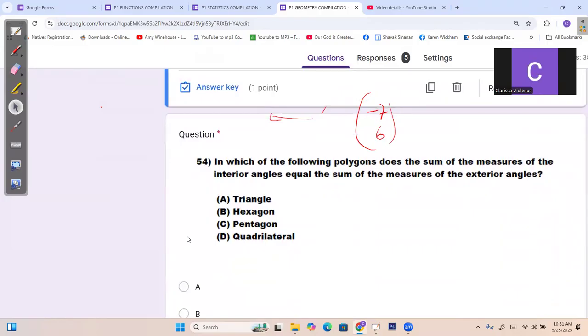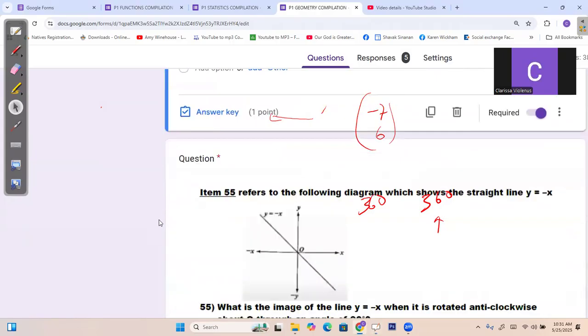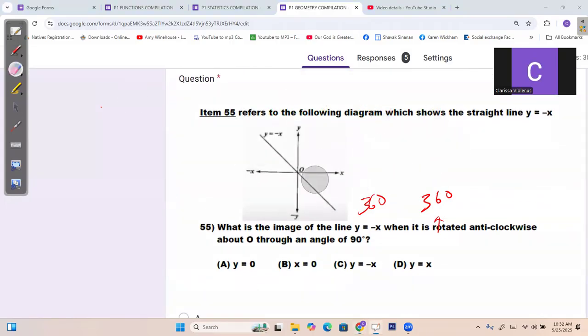Which of the following polygons has the sum of the measure of the interior angles equal to the sum of the measure of the exterior angles? So the sum of the exterior angles is 360. So what shape has interior angles summing to 360? That would be quadrilateral B. But just remember, the sum of the external angles adds up to 360. So if you want one, you divide it by n, where n is the number of sides.